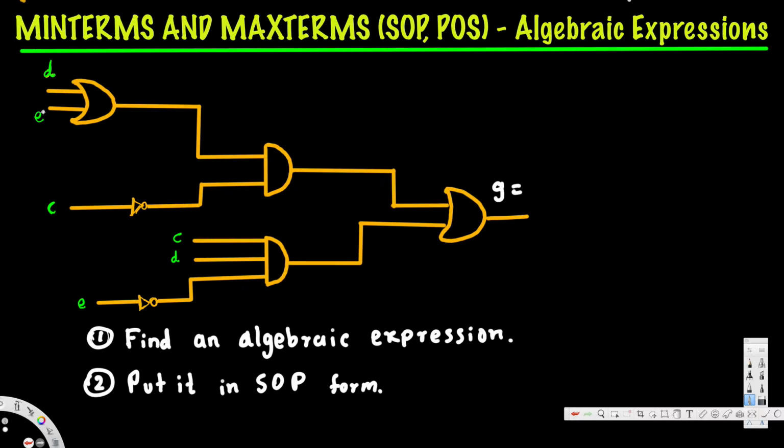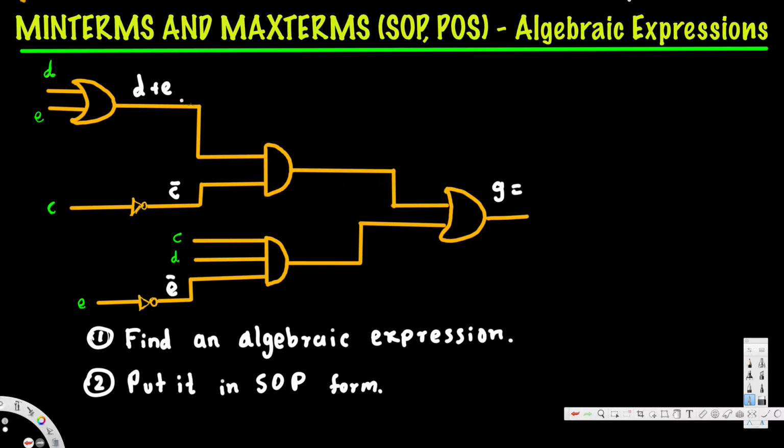Here we have D and E entering the OR gate. When something enters the OR gate, we have to add, so we put D plus E. This is going to be the output of this gate. And when C enters the NOT gate, it becomes C NOT. Here we have E entering the NOT gate, and this is going to become E NOT.